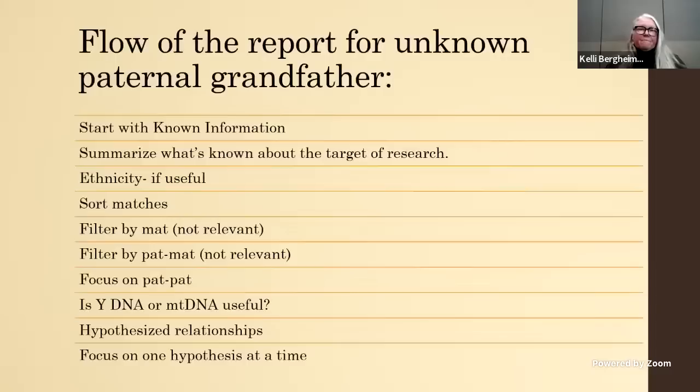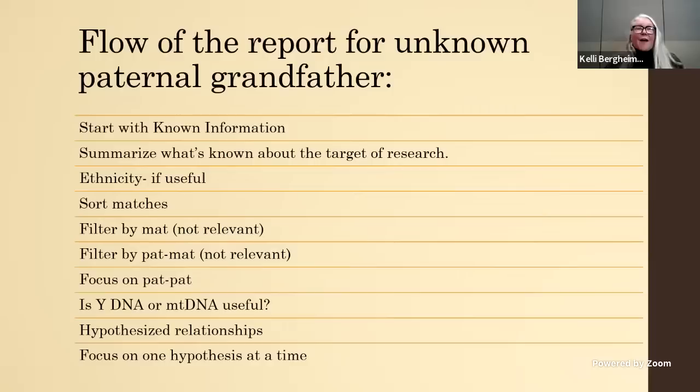So the flow of the report, I just used an example of an unknown paternal grandfather. So if my research question is around who is the grandfather of a tester, or who is the father of this particular man, which would be a paternal grandfather to the tester, you start with what you know, and you summarize what's known about that person, that target of research. So if you don't know the paternal grandfather, you do know the person whose father you're looking for. And so you can write up what you know about them.